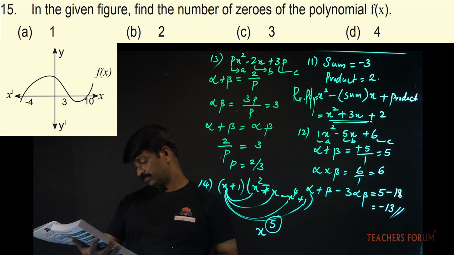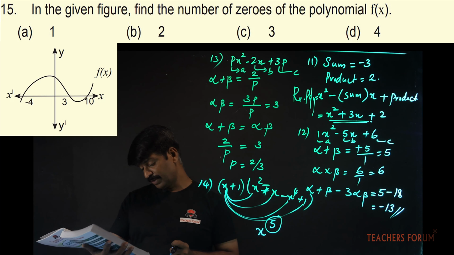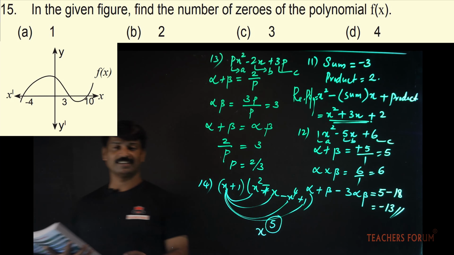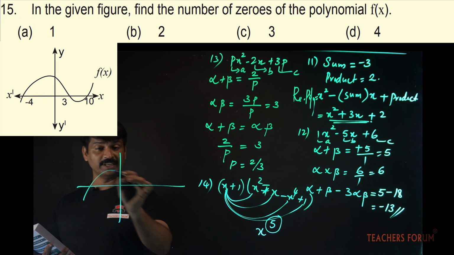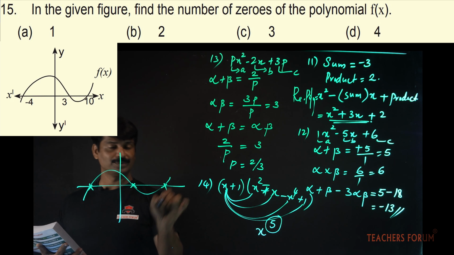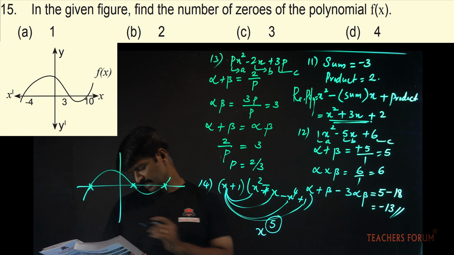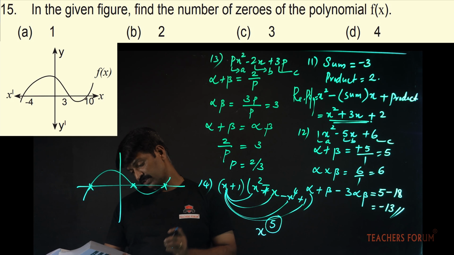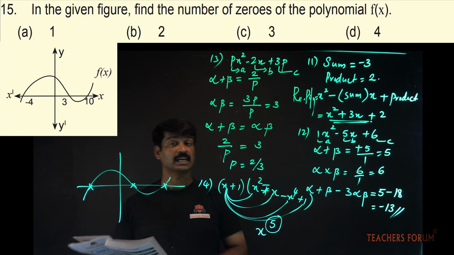Now the last question. In the given figure, find the number of zeros of the polynomial f of x. You see here, at how many points does the given graph meet the x-axis? 1, 2, 3. The given graph meets the x-axis at 3 points. So the number of zeros of this polynomial is 3. That is option C, the correct one.